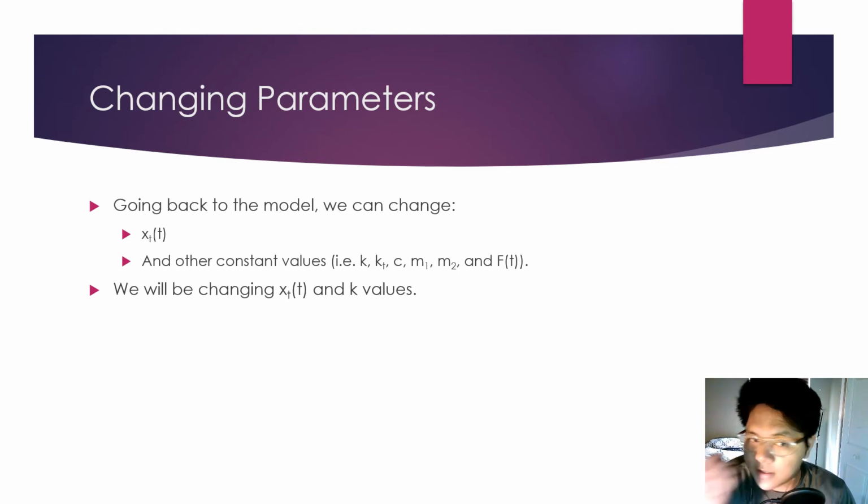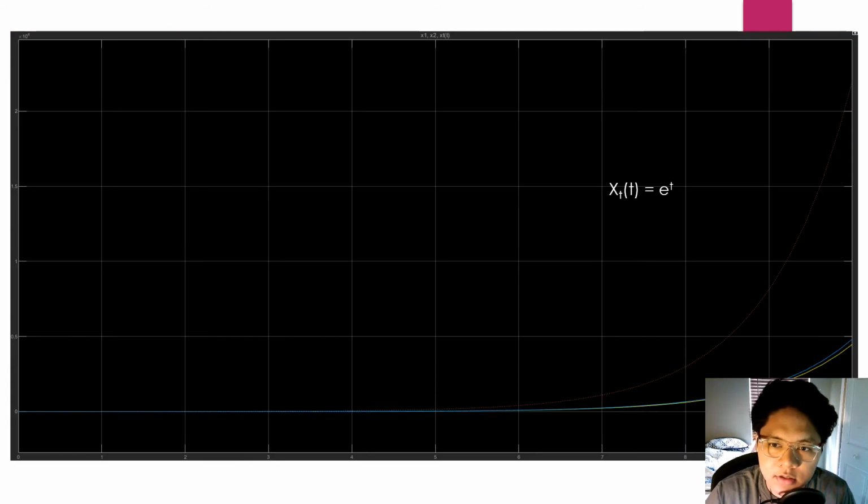Going back to the model, we can change a few things. We can change the model for the road, which is xt, and as well as the other constant values like stiffness of the spring, stiffness of the tire, the dash pot damping coefficient, the two masses, and the force between the two masses. And I decided to display the effects of changing xt and k values. So first up, we can change xt and see how that changes.